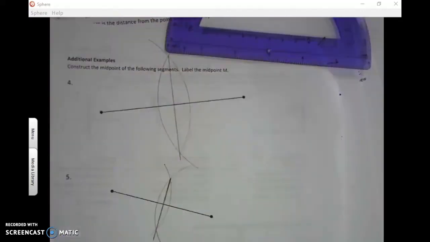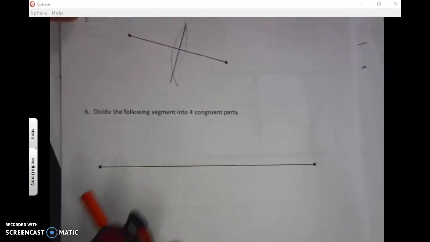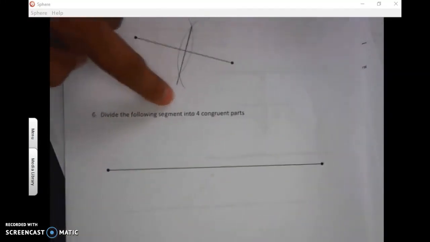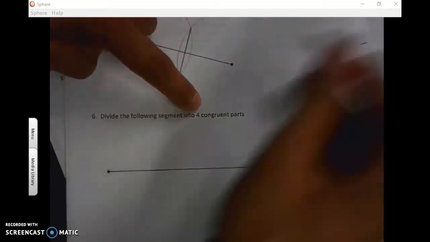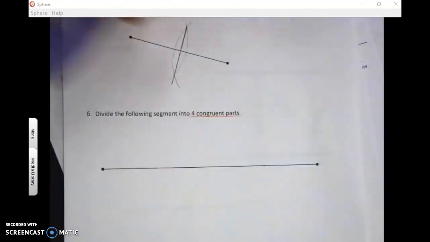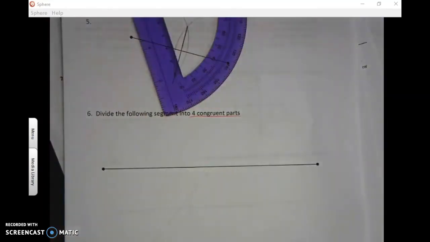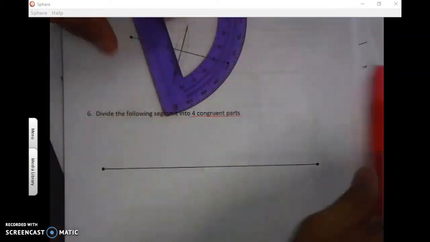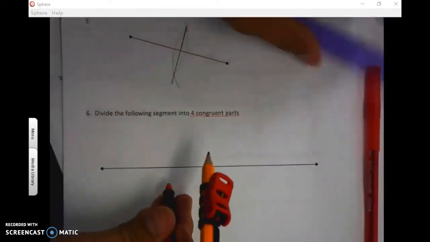So that was 4 and 5. Those were just like the front page. But 6 says to do what? Divide the following segment into 4 congruent parts. Now, what does the bisector cut it into? How many parts? 2. So if I have 2 equal parts, how do I make it into 4 equal parts? I need to divide each of those 2 parts into 2 more parts. So is everyone looking up here? Okay, so on number 6, we're going to have to do 3 different bisectors.